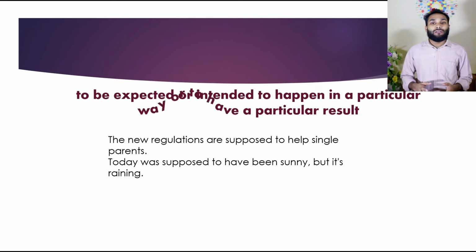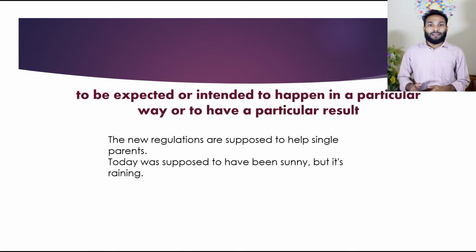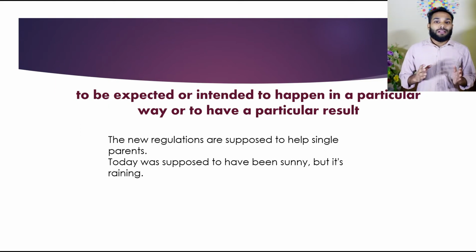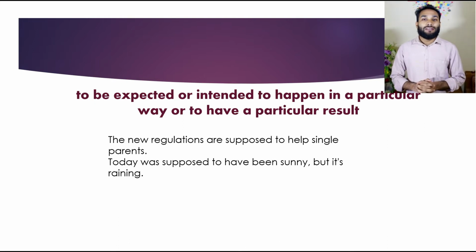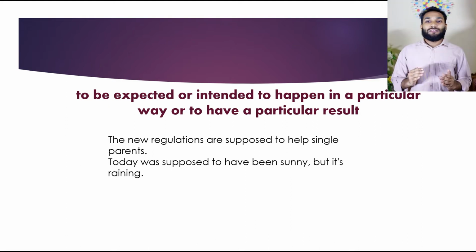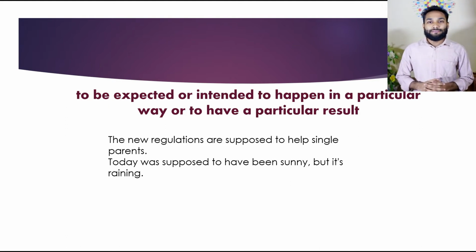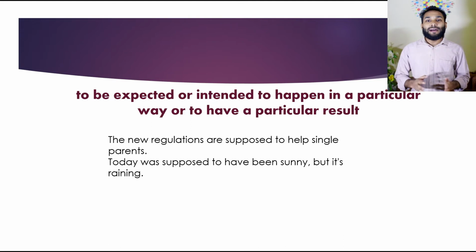Today was supposed to have been sunny, but it's raining. It could be like that: the weather forecast said that today would be sunny, but it is not. So for that reason you could say today was supposed to have been sunny. So in that sense you could use this form or structure.